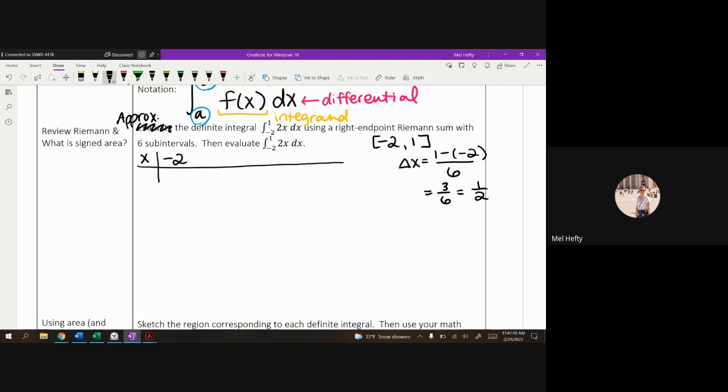So I'm going to start at -2, and I'm going to count up by 1/2. So I'm going to count -3/2, which is also -1.5, -1, -1/2, or -0.5, 0. Oh, 1/2.